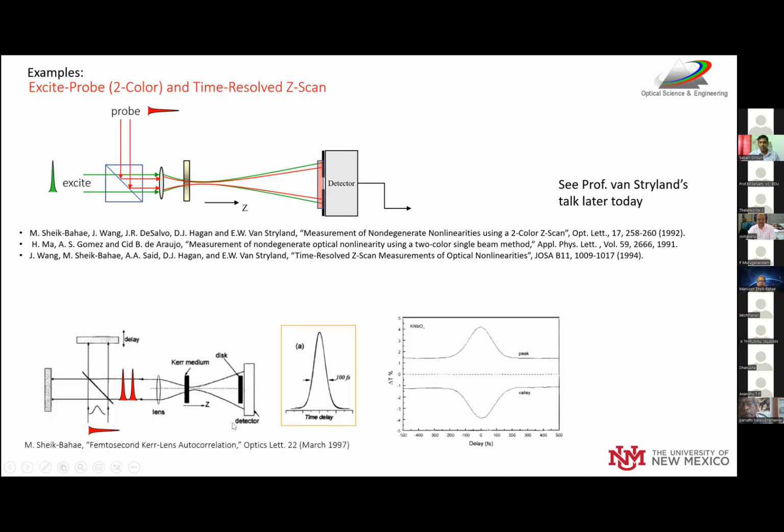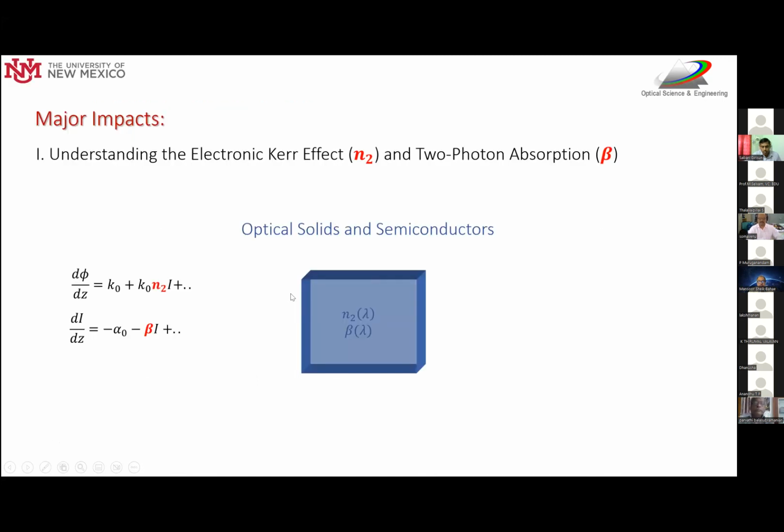When I moved to Orlando, also moved to New Mexico, I also developed what I call Kerr lens autocorrelation, based on the Z-scan technique, for measuring the pulse duration of femtosecond pulses and also measuring the nonlinearities in many materials with very high sensitivity and time resolution. I'm not going to go through the details.